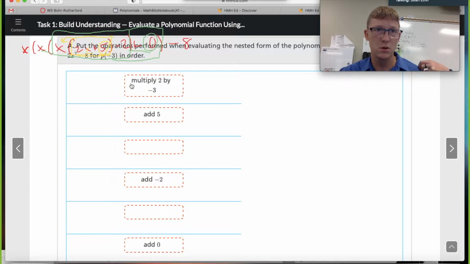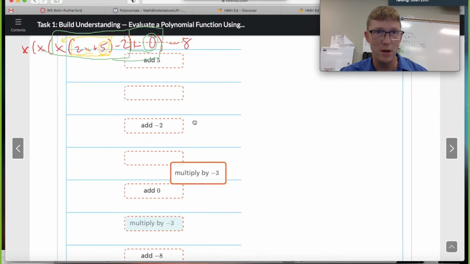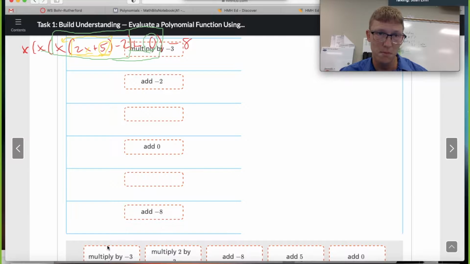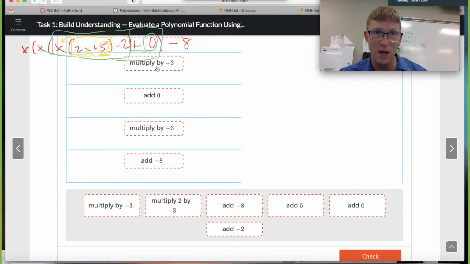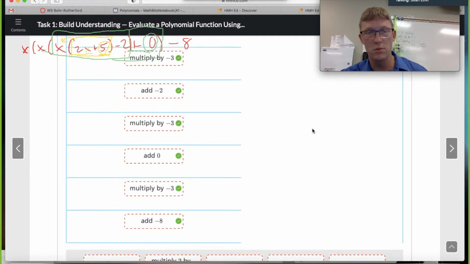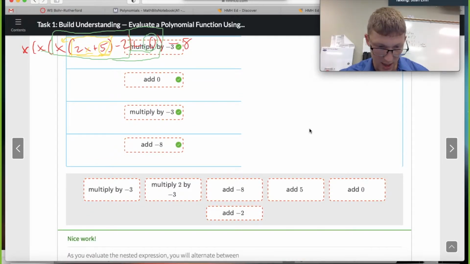Multiply 2 by negative 3 plus 5. Then we're going to multiply by negative 3, add negative 2, multiply by negative 3, add 0, multiply by negative 3, and add the 8. And notice how the 8 is outside of the parentheses, so we're done multiplying by 3. Woo! Thank goodness, right? Okay, get out of here, nested equation.